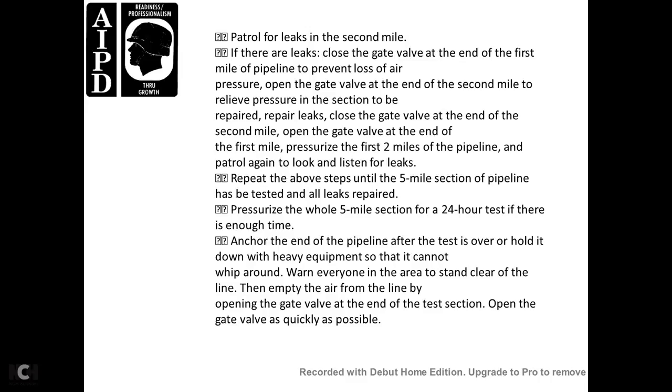Repair all leaks. Hold the pressure on the whole 5-mile section for 24 hours if there is enough time. Anchor the end of the pipeline, and after the test is over, hold it down with heavy equipment so that it cannot whip around. Everyone in the area should stand clear of the line. Empty the air from the line by opening the gate valve at the end of the test section. Open the gate valve as quickly as possible.